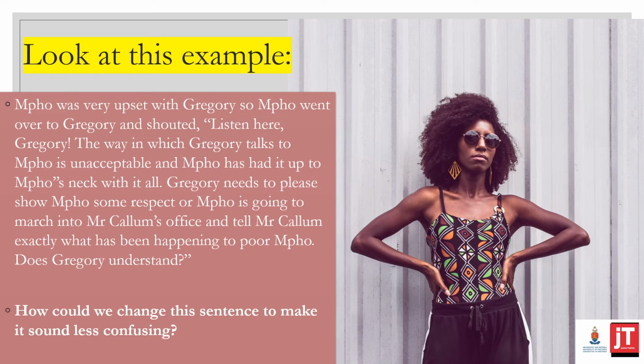Notice how tedious it can get. "And Paul was very upset with Gregory, and Paul went over to Gregory and shouted, 'Listen here, Gregory. The way in which Gregory talks to Paul is unacceptable, and Paul has had it up to Paul's neck with it all. Gregory needs to please show Paul more respect, or Paul is going to march into Mr. Callum's office and tell Mr. Callum exactly what has been happening to Paul and Paul. Does Gregory understand?'" How could we change the sentence to make it less confusing?